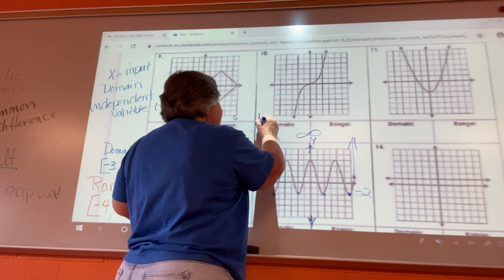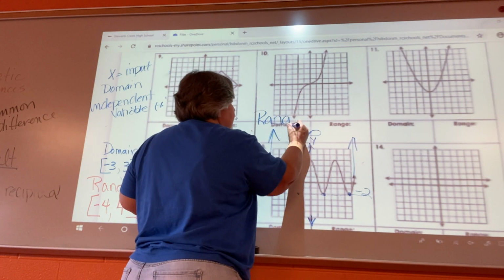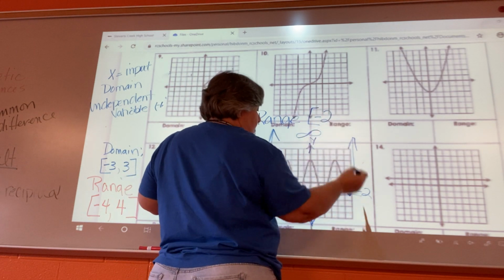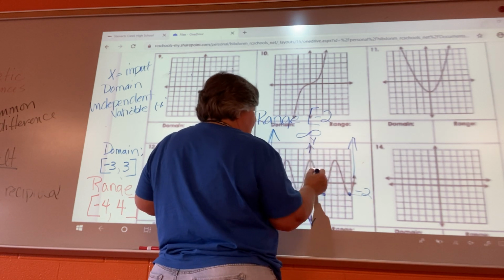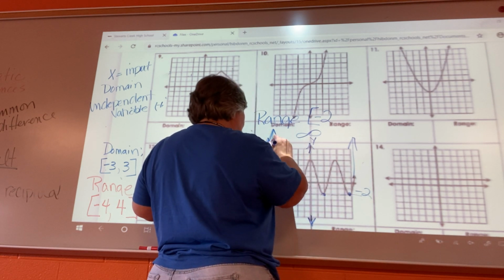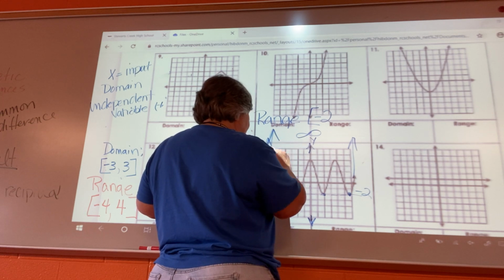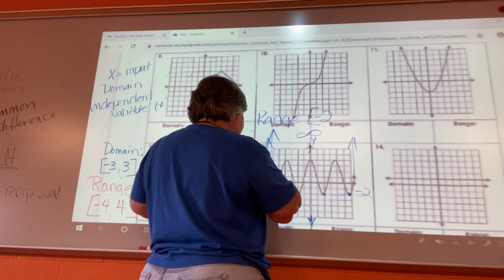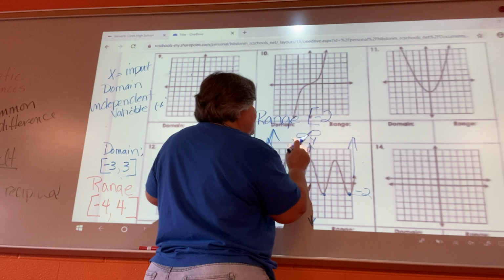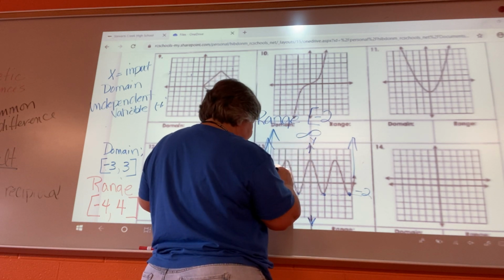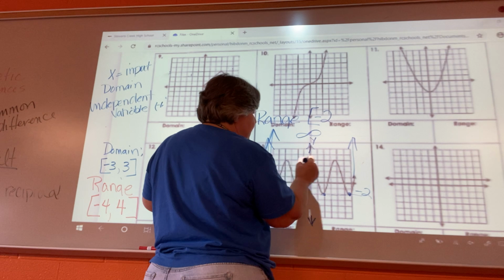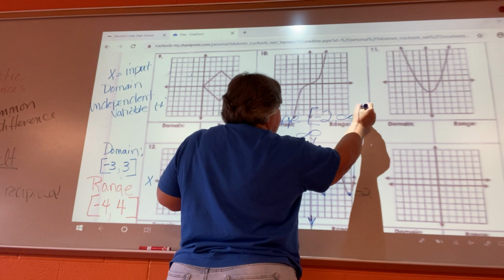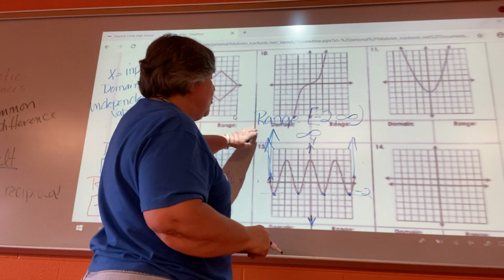So your range is going to be -2, colored in points, and then it goes up because these go up. So these, it doesn't say that it goes this way again. It just says that the end behavior goes up. So if the end behavior goes up, that's the end of the line. Doesn't say it's going to do this again. So that's going to be positive infinity. So range for this one.